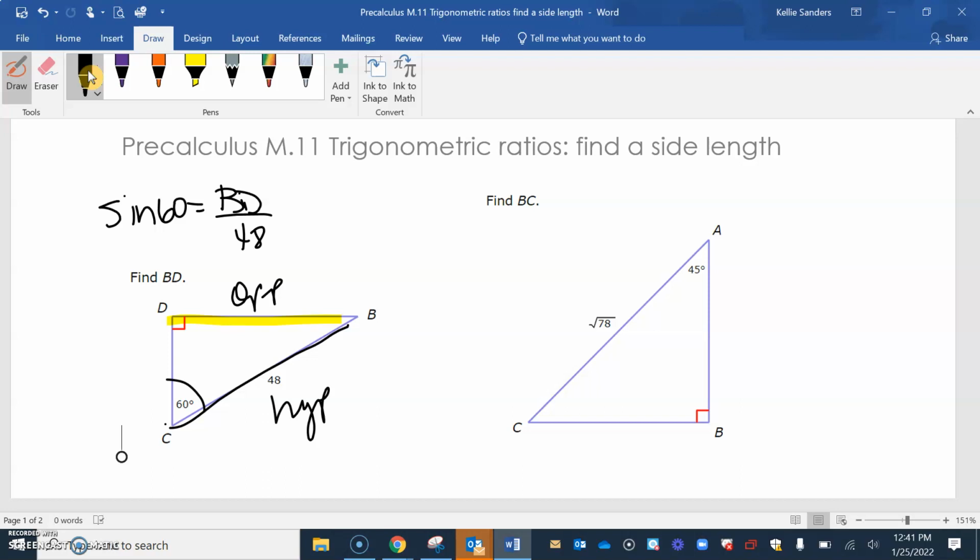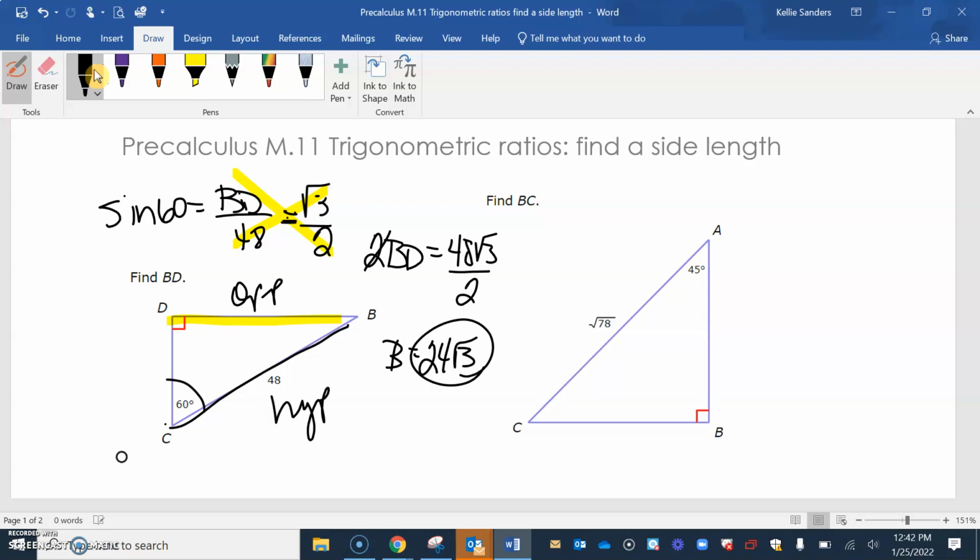And what is sine 60? Sine 60 is square root of 3 over 2. So I'm going to set those equal to each other. Then we're going to cross multiply and divide. So 2 times BD equals 48 square root of 3, divide by 2. So BD equals 24 square root of 3, and finish.